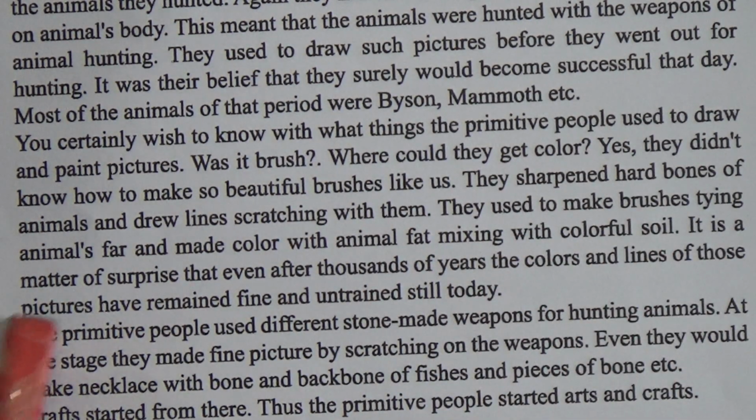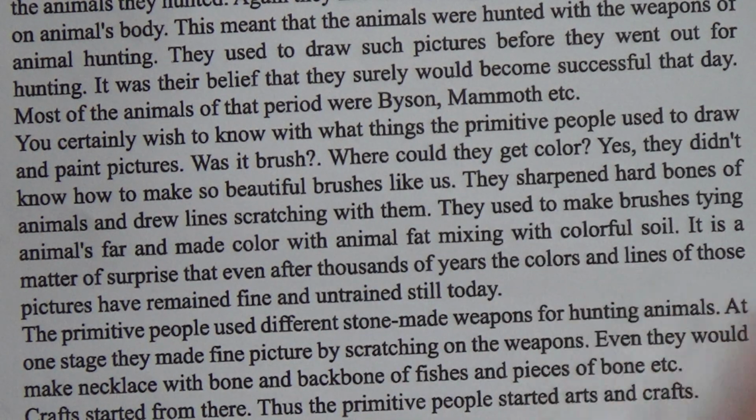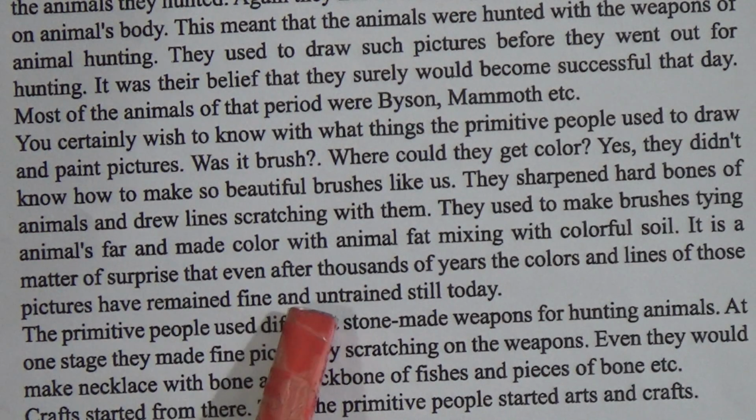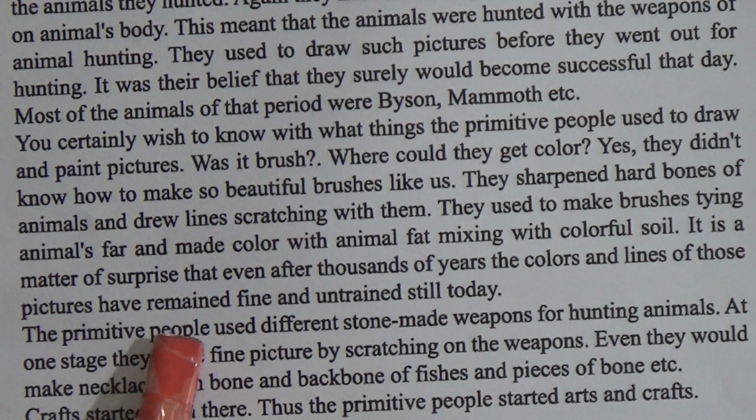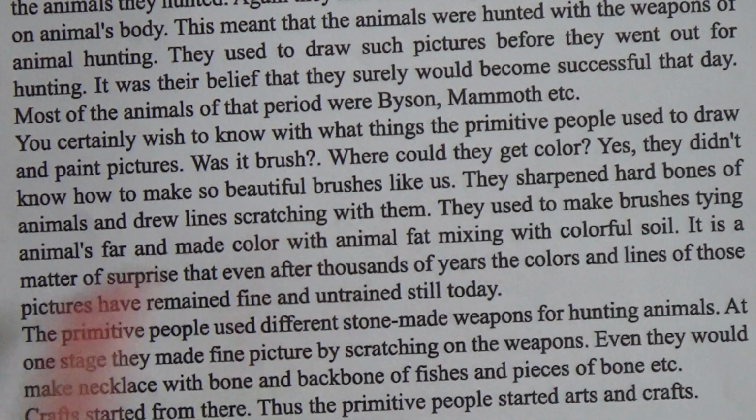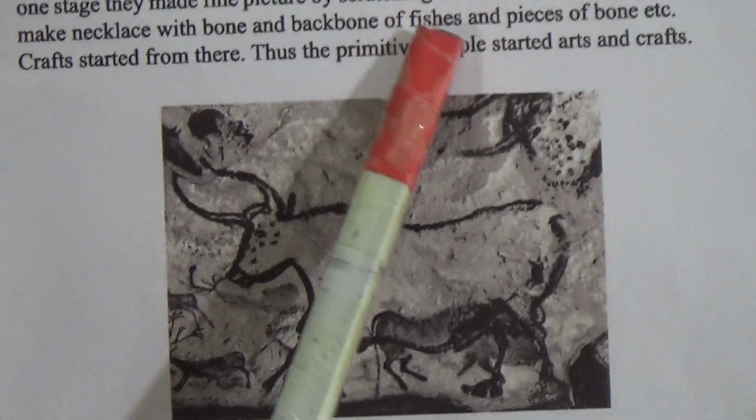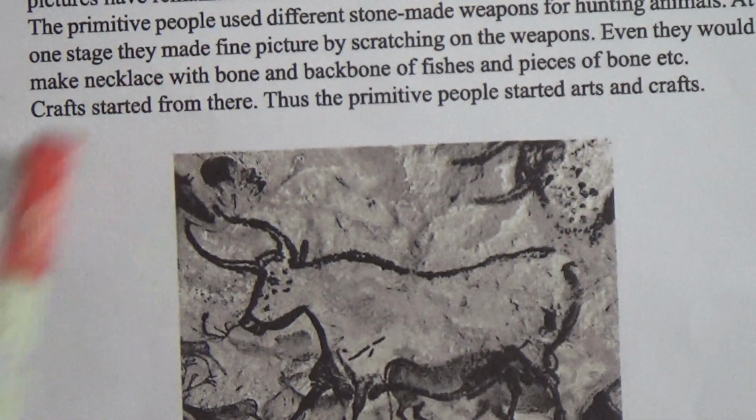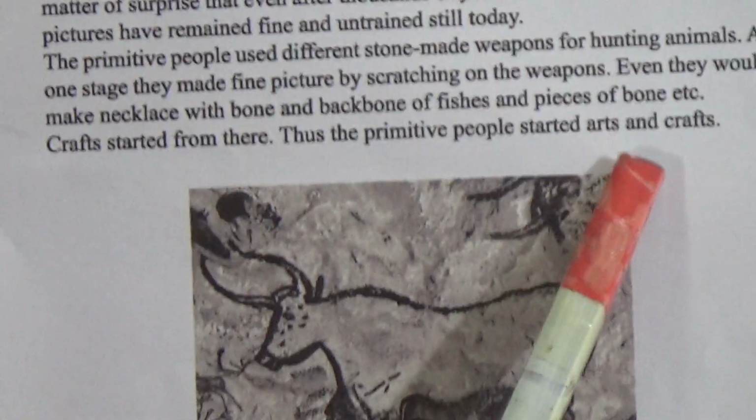It is a matter of surprise that even after thousands of years, the colors and lines of those pictures have remained fine and intact still today. The primitive people used different stone-made weapons for hunting animals. At one stage, they made fine pictures by scratching on the weapons. They would even make necklaces with bone and backbone of fishes and pieces of bone, etc. Craft started from there. Thus, the primitive people started arts and crafts.